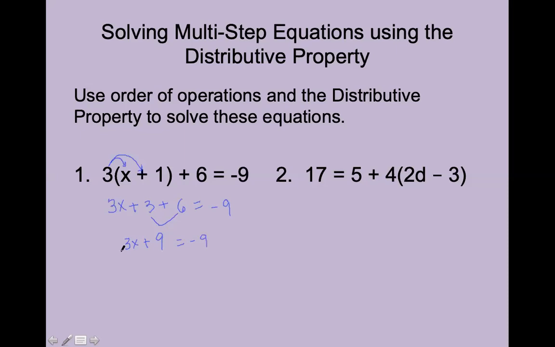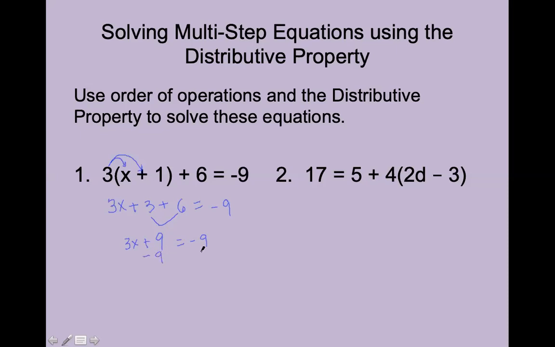All right, now we have a pretty standard multi-step equation. I'm trying to get x by itself. That's multiplication. Remember, when you're solving, you do the order of operations in reverse. So I deal with addition first before the multiplication. So I'm going to subtract 9 from both sides.